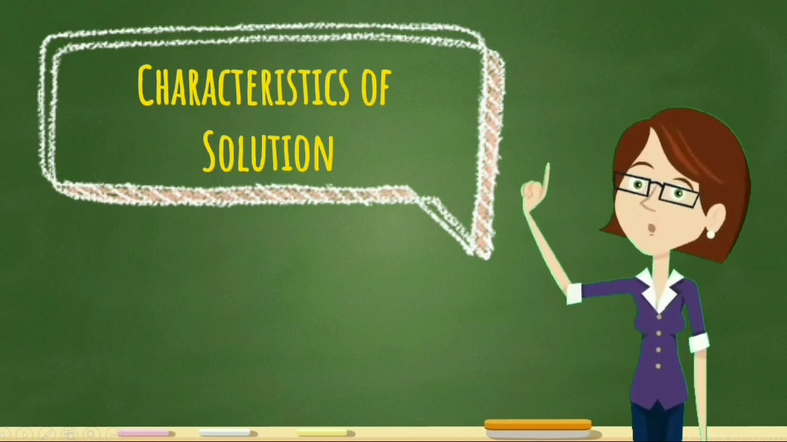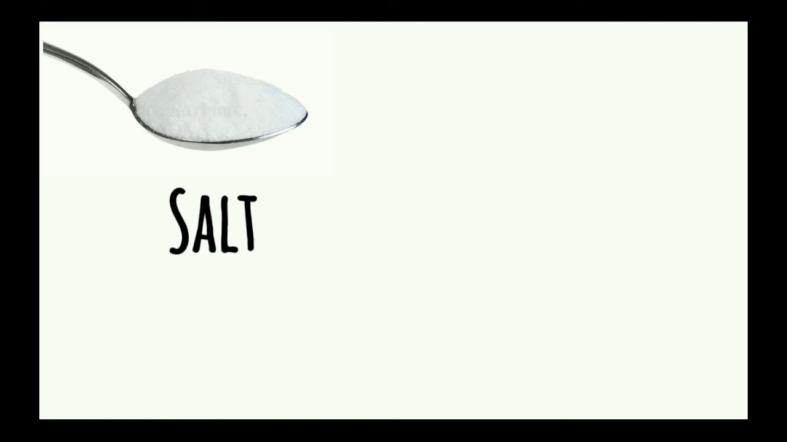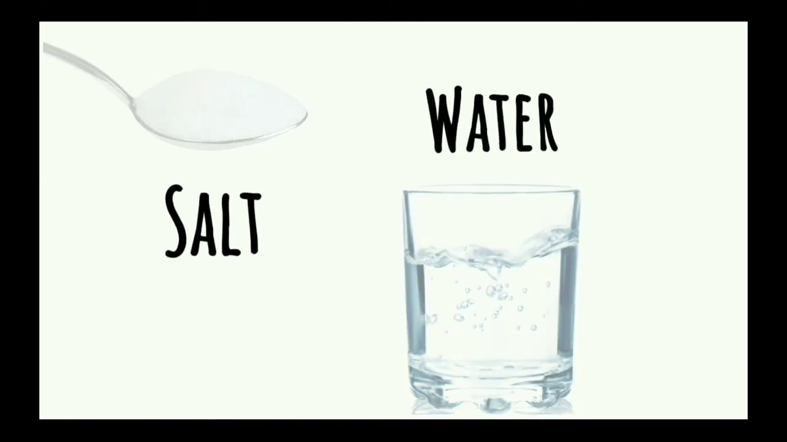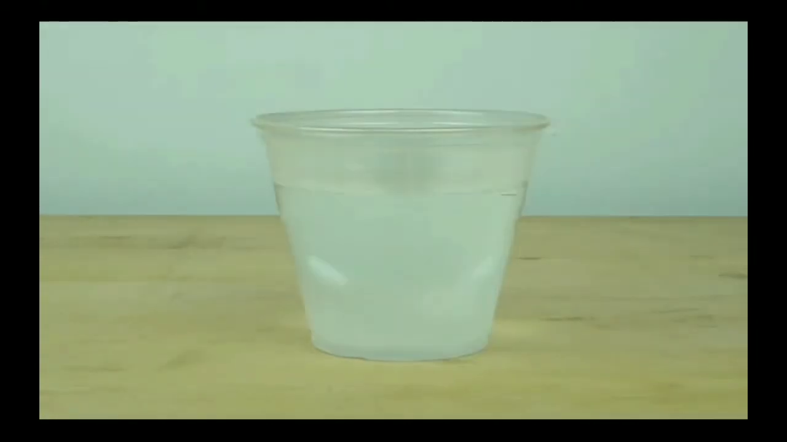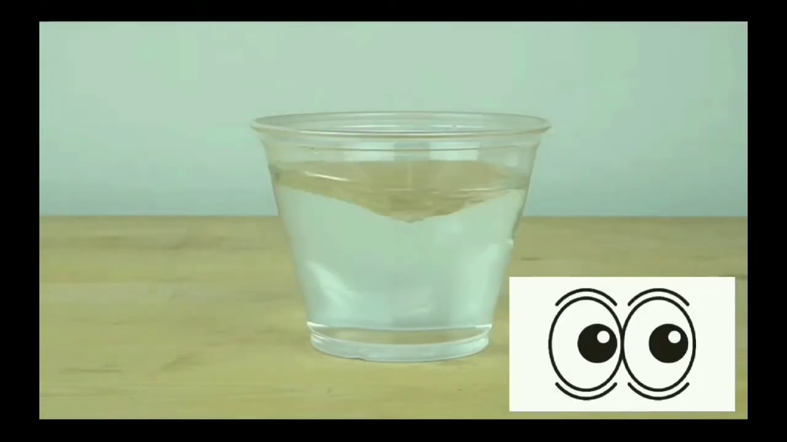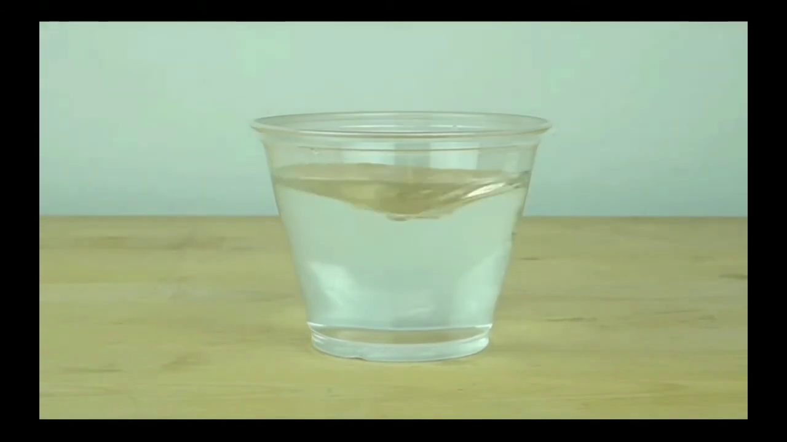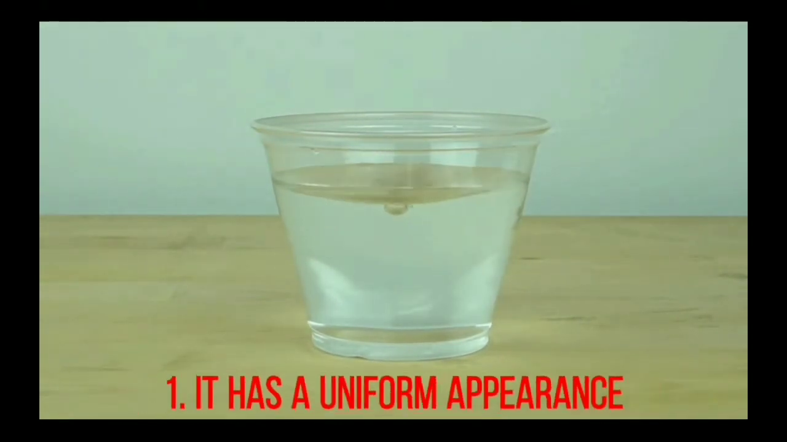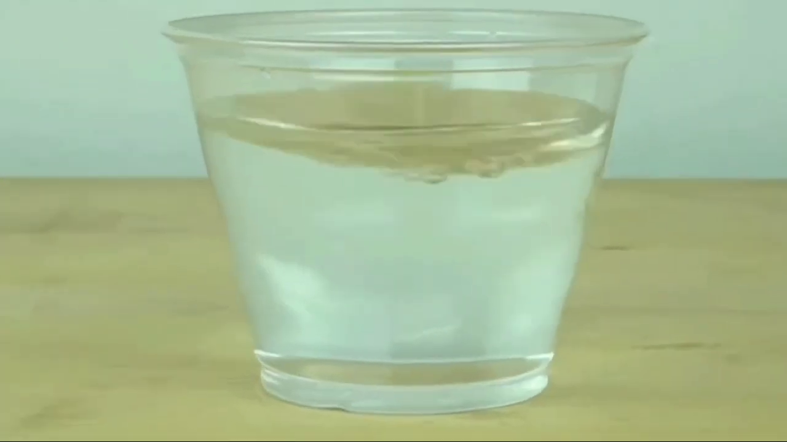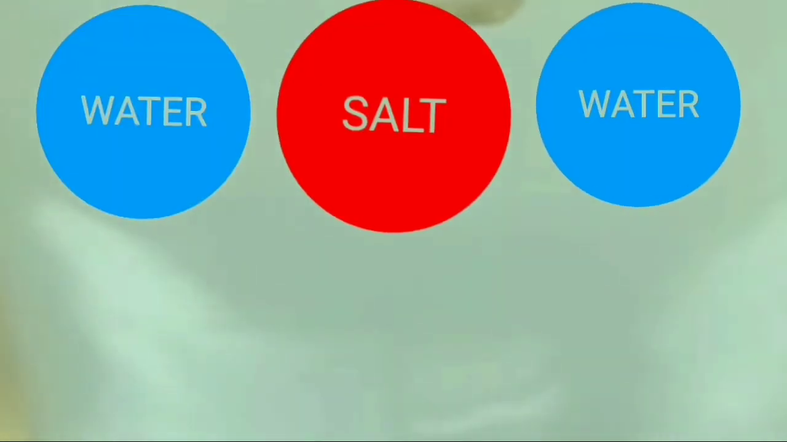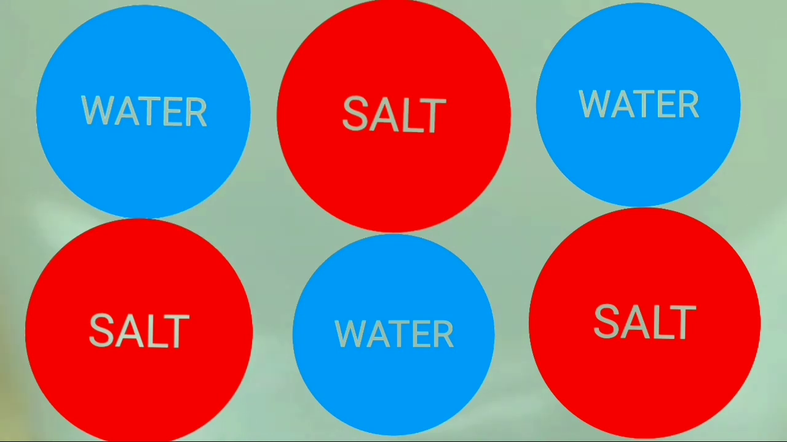Let's move forward to the characteristics of solution. Let's take salt and water solution as an example. Upon mixing salt with water, you won't be able to see the salt particles anymore. This is the first characteristic of a solution. It has a uniform appearance. This is because particles of the components are evenly distributed in a solution.